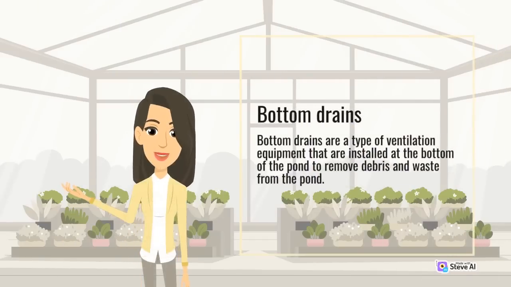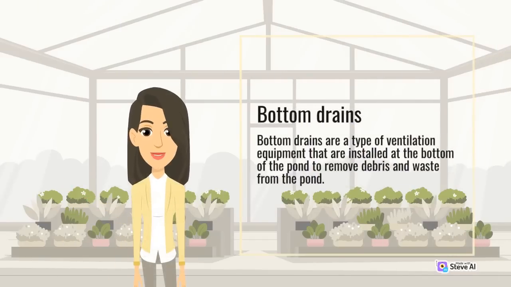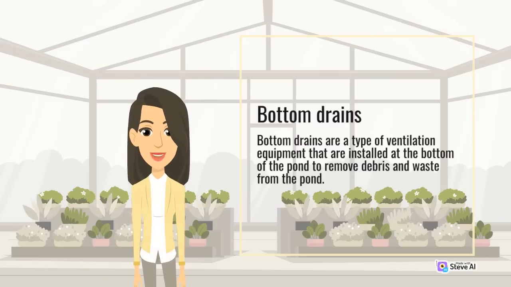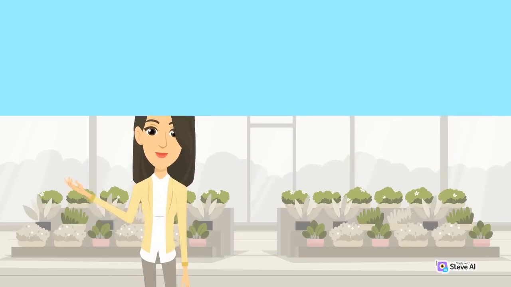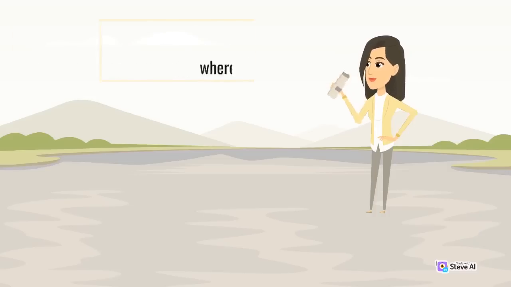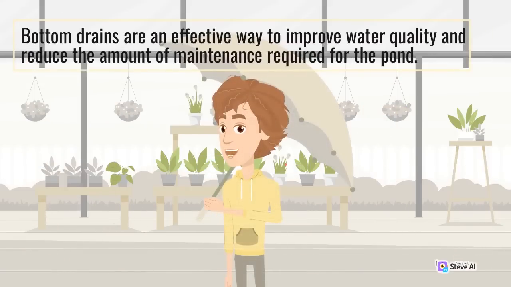Bottom drains. Bottom drains are a type of ventilation equipment that are installed at the bottom of the pond to remove debris and waste from the pond. They work by creating a suction that draws water and debris into the drain, where it is removed from the pond. Bottom drains are an effective way to improve water quality and reduce the amount of maintenance required for the pond.